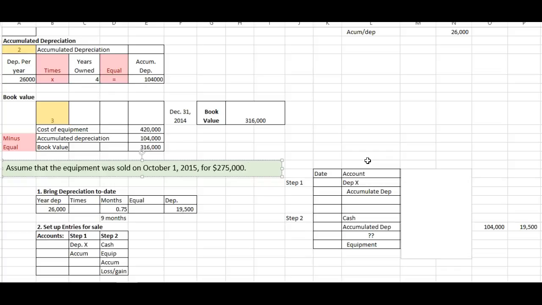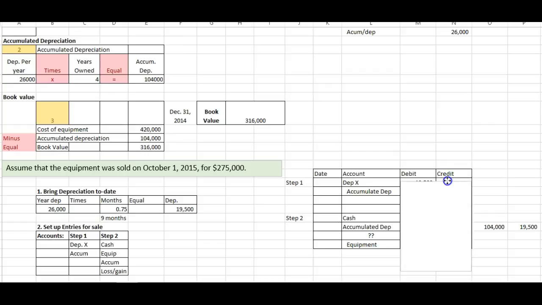But we haven't done something. I have 8 months or 9 months worth of depreciation that's not been included in this. So now I've got to go back and figure out that depreciation from January to October of 2015. That's 9 months or 3/4 of a year. So I multiply $26,000 times the 3/4 year and come up with depreciation that hasn't been added to the accumulated depreciation of $19,500. So that's got to be added in.